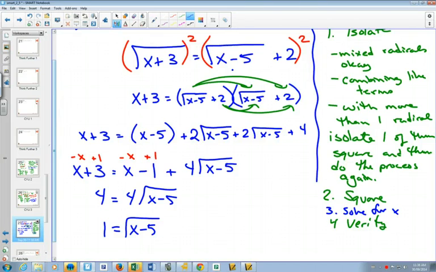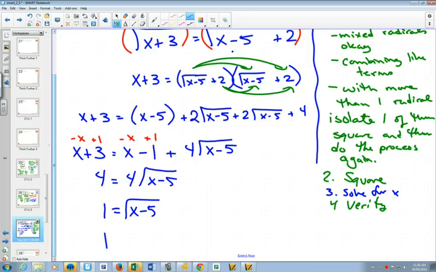We can go to step 2, square both sides. 1 squared is 1. And now you solve.